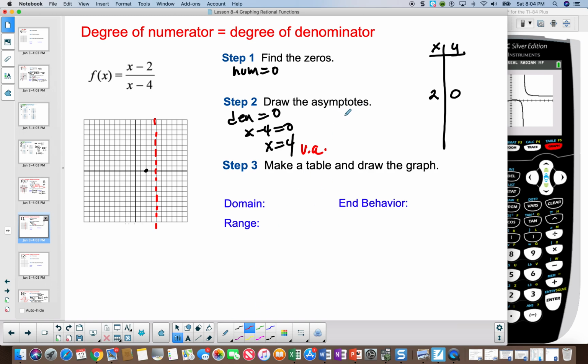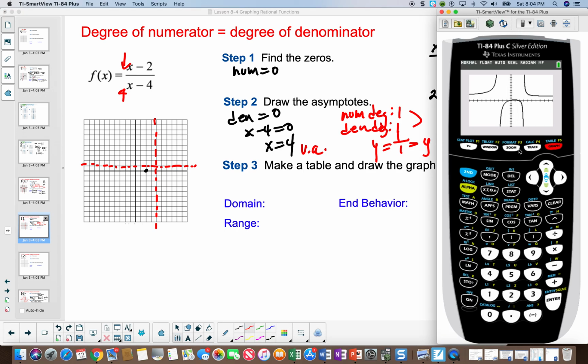Now I'm going to look at the numerator degree, and that is 1. And the denominator degree, and that is 1. When they're the same, we now look at the leading coefficient of the numerator, which is 1, and the leading coefficient of the denominator, which is 1. So y equal to 1 is a horizontal asymptote. So we'll just go ahead and draw that. All right, and we're going to go to our calculator to help us graph the rest of it.